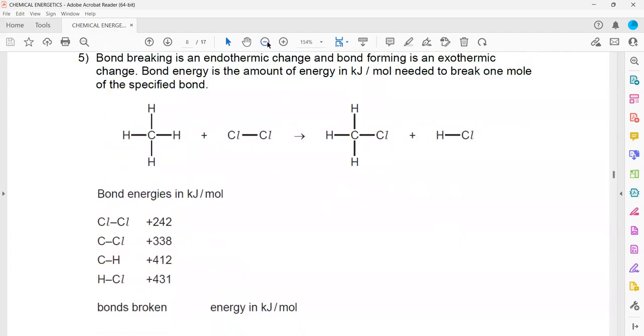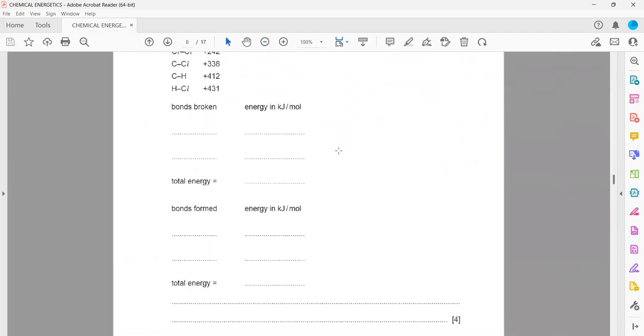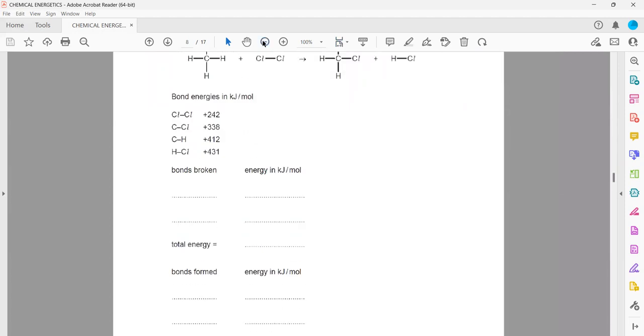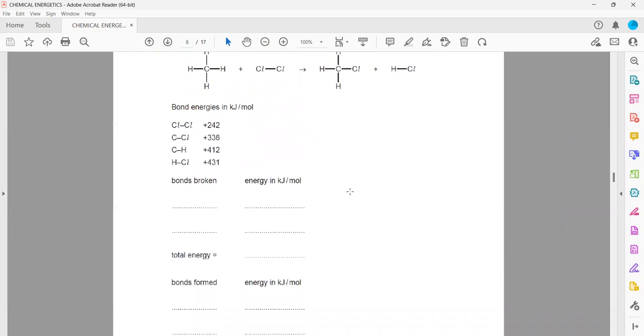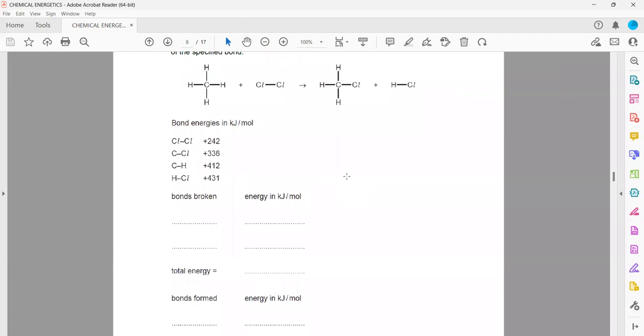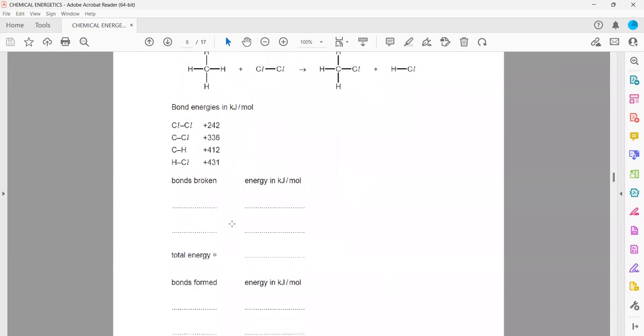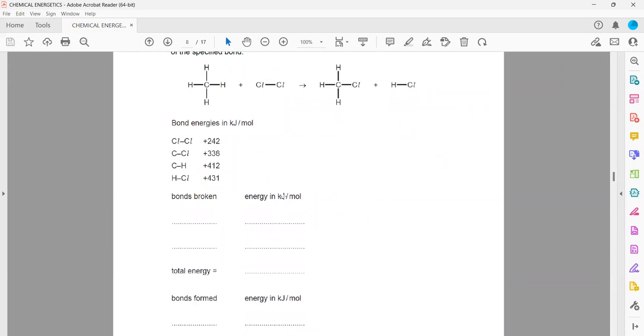The bond energies are given to us. The bond breaking energy is given, the bond forming energy as well, and then we have to work out the total energy. The bonds which are broken: which bonds are we breaking here? You have to identify the difference. The total bonds which we are breaking.